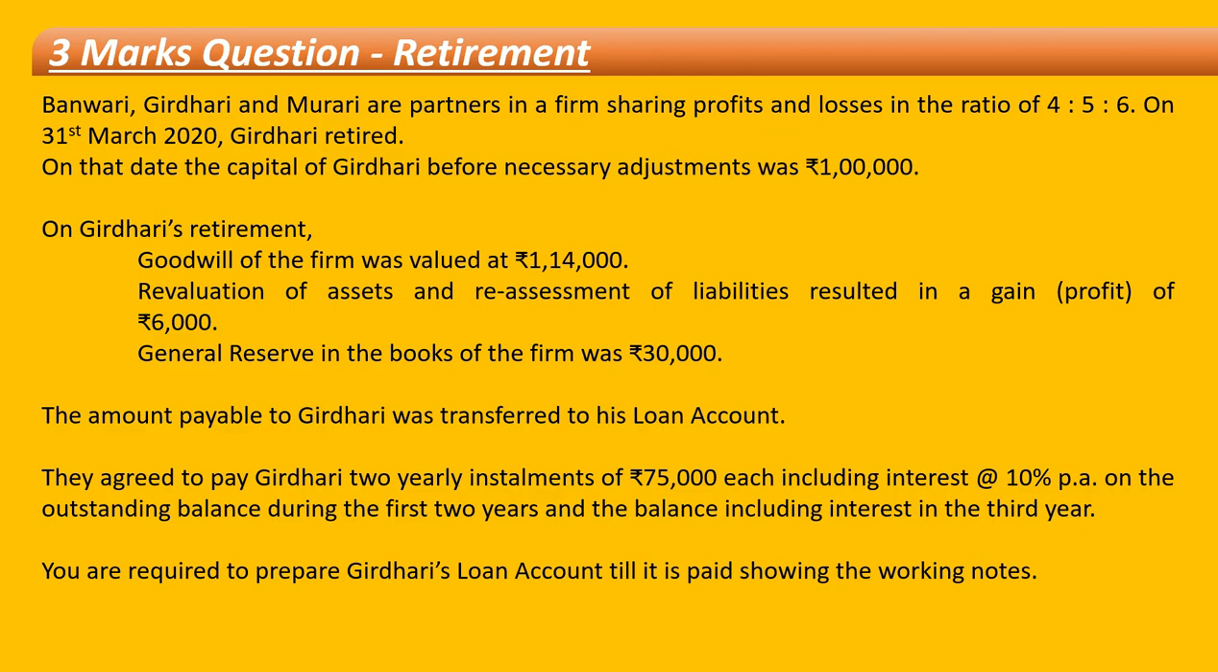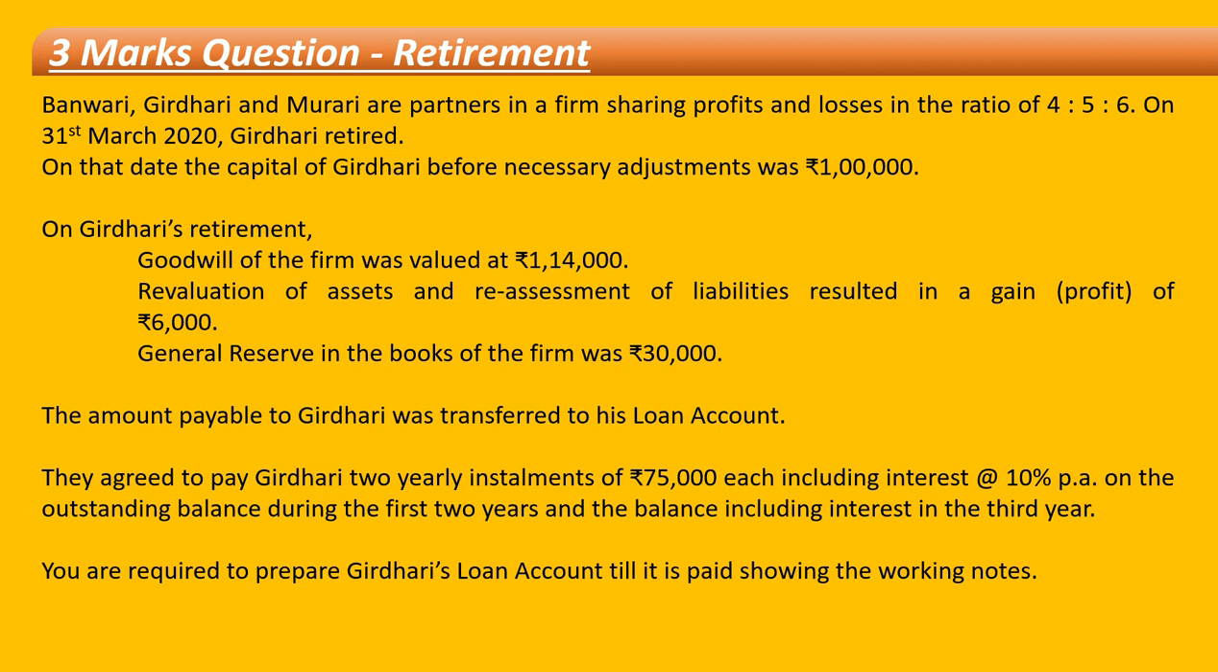This is the sum that we have on retirement of a partner, where we have Girdhari, who is one of the partners who is leaving. Okay, and there are some adjustments that need to be done on the date of retirement. His balance was 1 lakh, and then there is his share of goodwill, share of revaluation profit, and the general reserve share that is to be provided to him. This is straightforward. However, the tricky or the interesting part is the loan repayment.